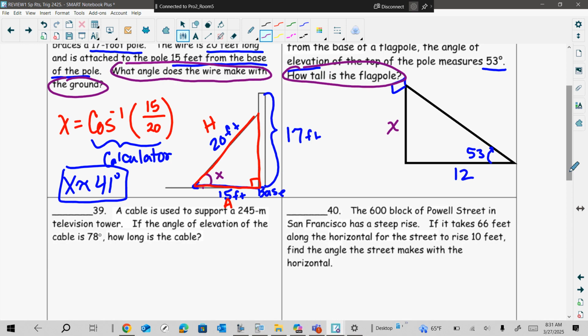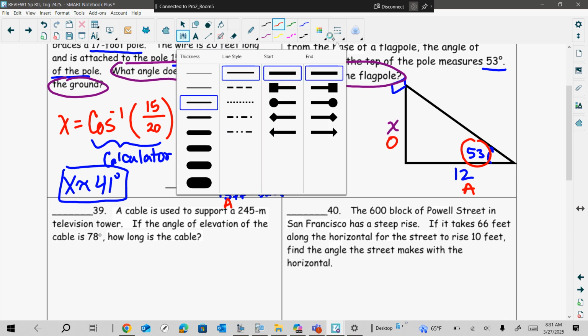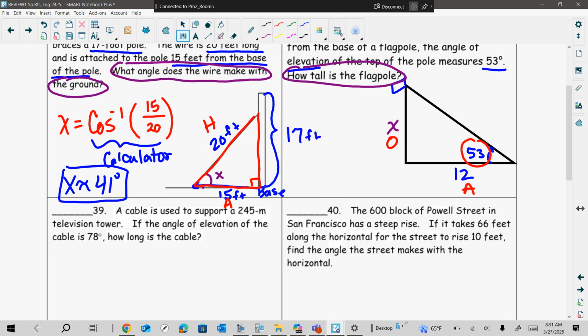Okay? So now we need to label our sides. Circle the angle. X would be the opposite. The 12 is the adjacent because it's next to the angle. So what trig function? Yes, tangent. Good. So we're going to write, let me write this out, sorry. The tangent of the angle 53 equals opposite over adjacent. So that is x over 12.